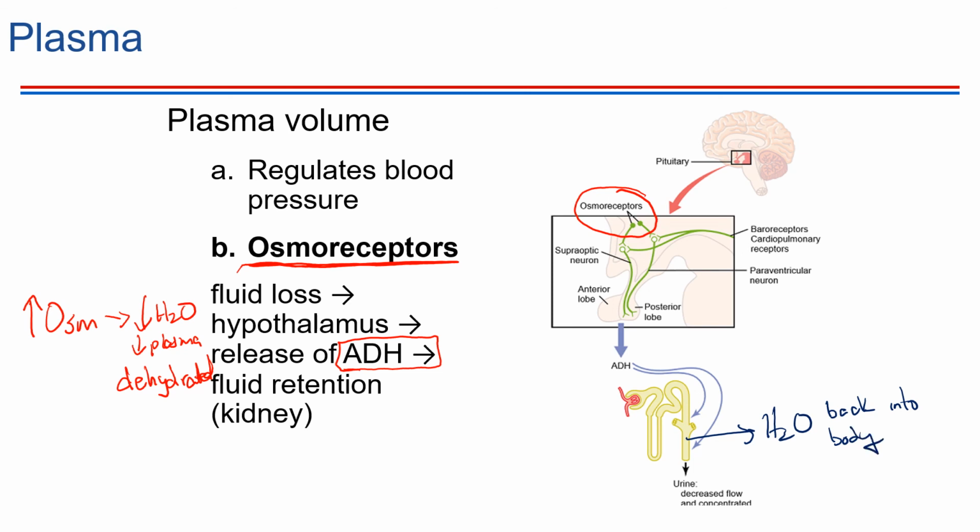And that's one of the ways that your brain, your hypothalamus, is going to regulate your blood pressure by controlling the amount of water directly through these osmoreceptors. And that concludes this section.